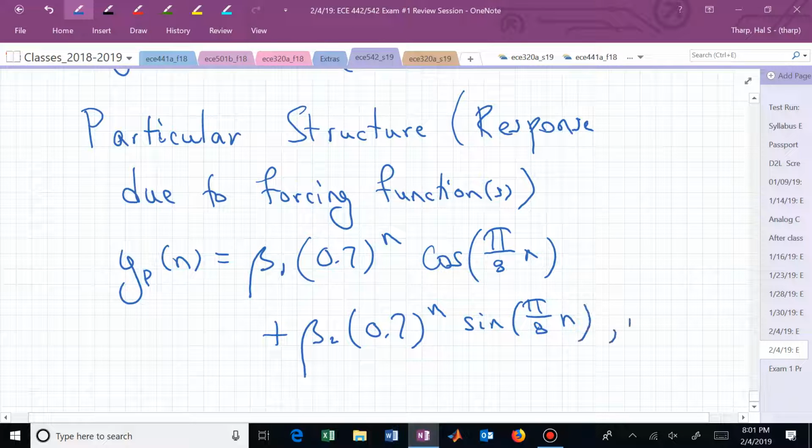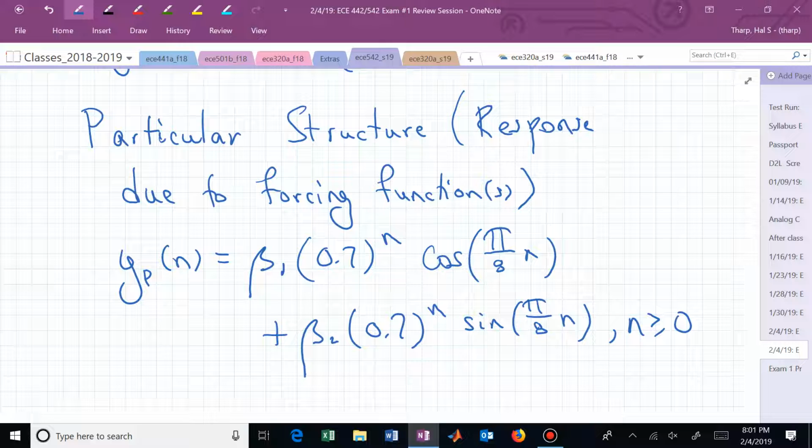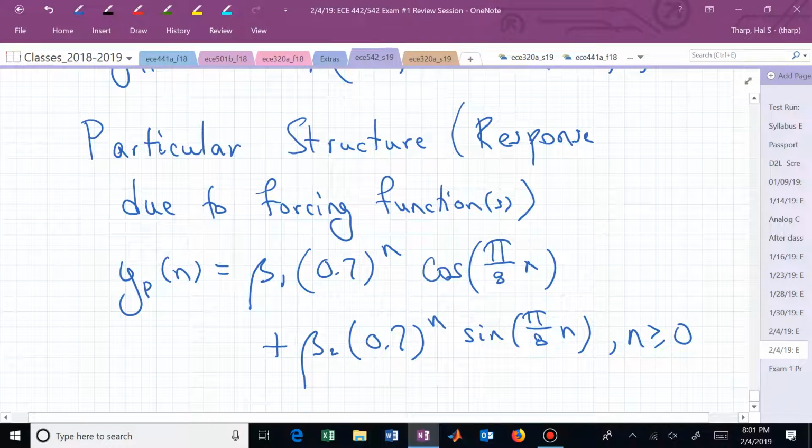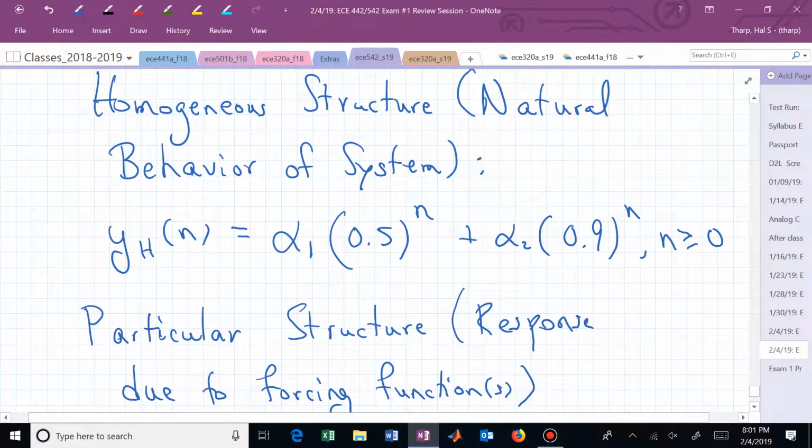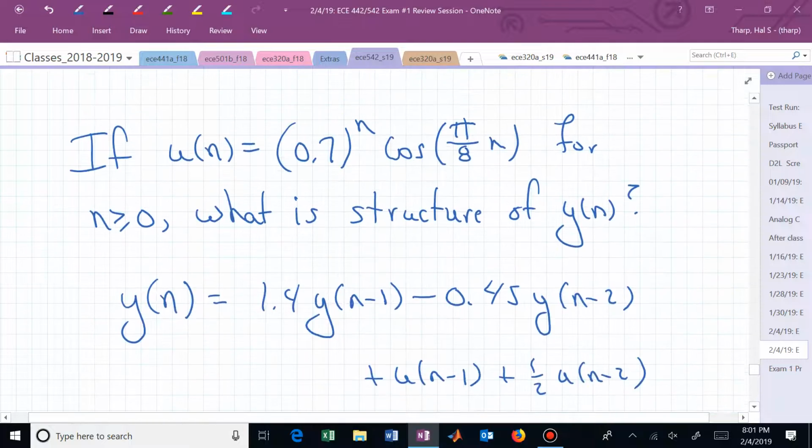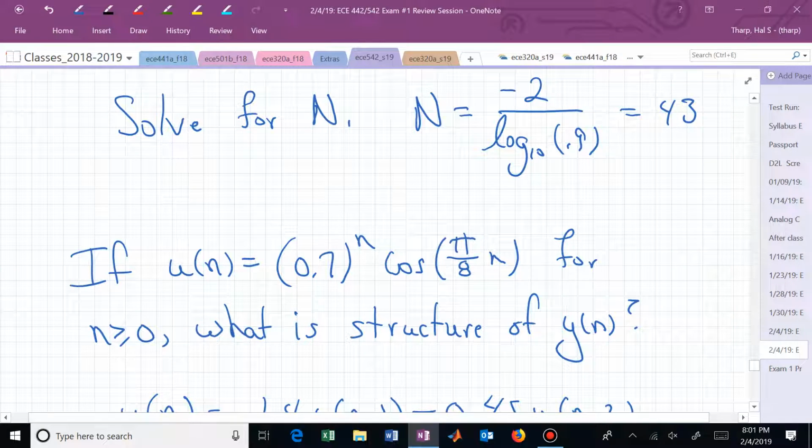That's now the structure that we would expect for the system in its excited form. Yes? Can you go over how you got that, and is that different depending on what U of n is? So the particular structure depends, well, I shouldn't say naturally, but it is really associated with how you are exciting the system. So it definitely is going to have exactly the same structure as your excitation, U.